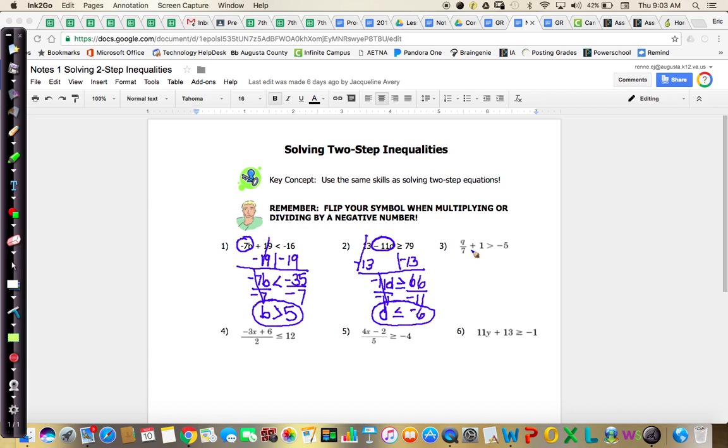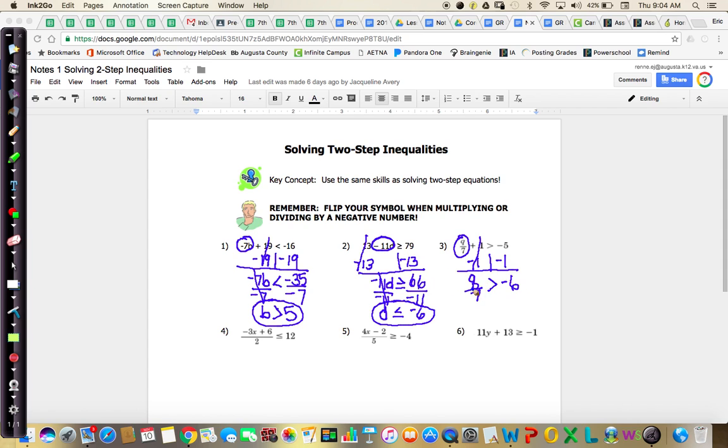Now, looking at number 3. Circle the variable and draw your t. The inverse of adding 1 is subtracting 1. 1 minus 1 is 0, so they cancel. Bring down q divided by 7 is greater than negative 6.